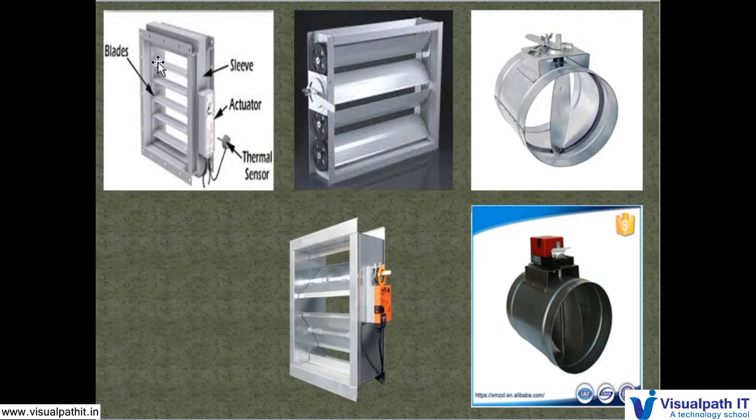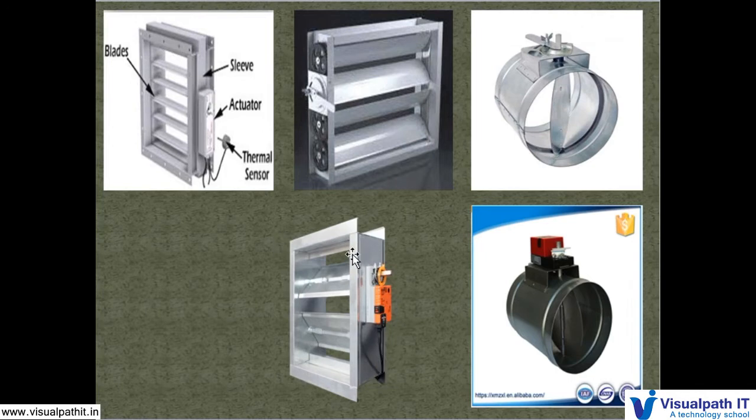So these are all the fire damper types. This is the manual fire damper type having a handle, right? This is the automatic type. See, this is the damper and its blades. This is the actuator and thermal sensor. This is controlled by means of your thermostat. This is how it will look.